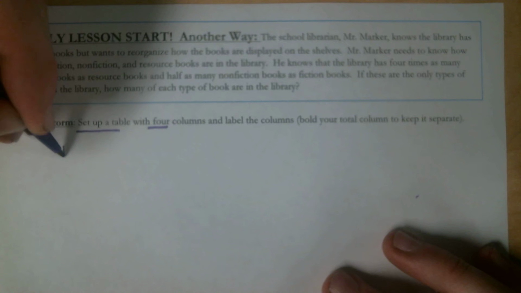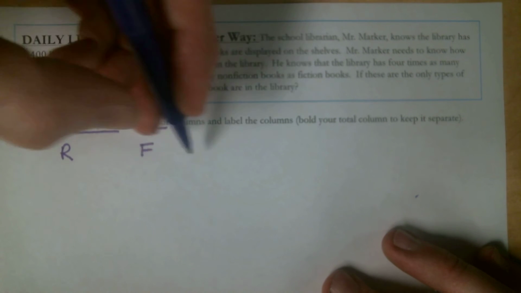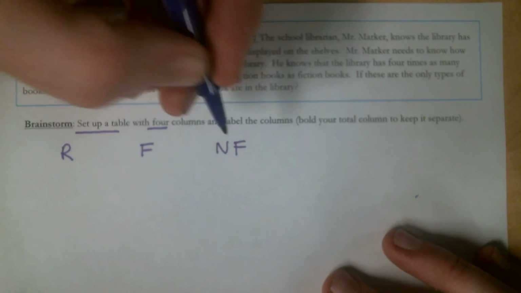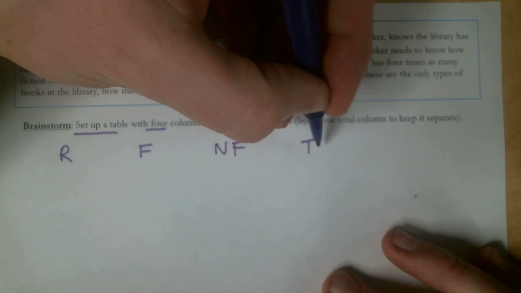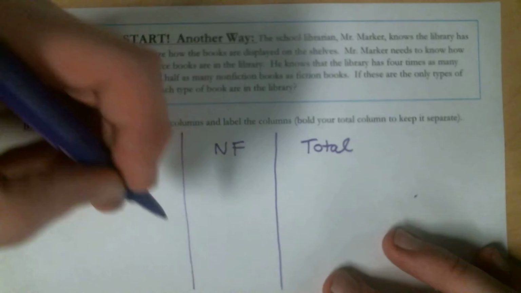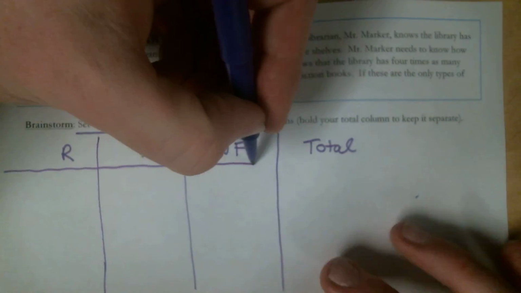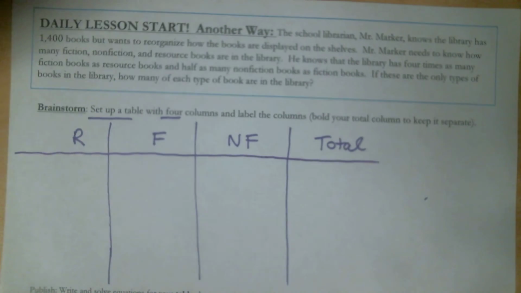We know that we have resource books in our library. We know that we have fiction books and nonfiction books. And from that, we could probably find a total number of books in the library. So let's go ahead and make a table here. This is another way to solve this type of problem, and you'll find it's going to be an easier way to solve the problem than making a ton of tape diagrams.